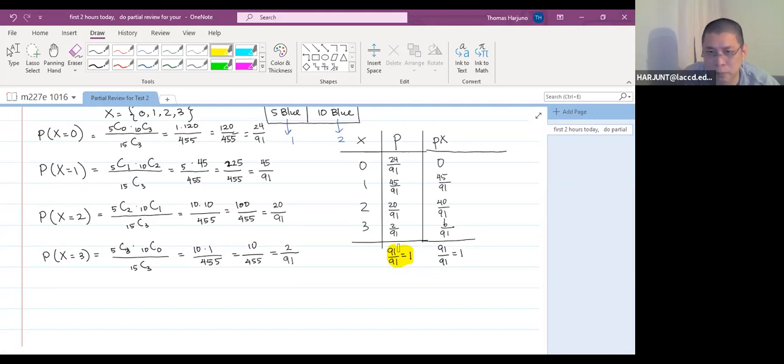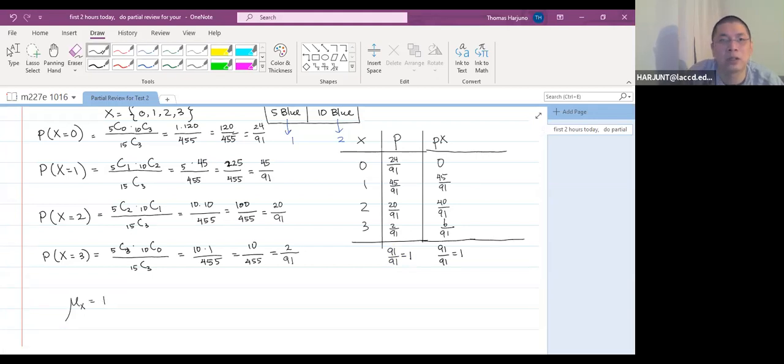Or I missed some effect, maybe, just in case. But the total of x times p(x) doesn't have to be 1. In this case, it just happened to be 1. So the mean here will be 91 over 91, which is 1.